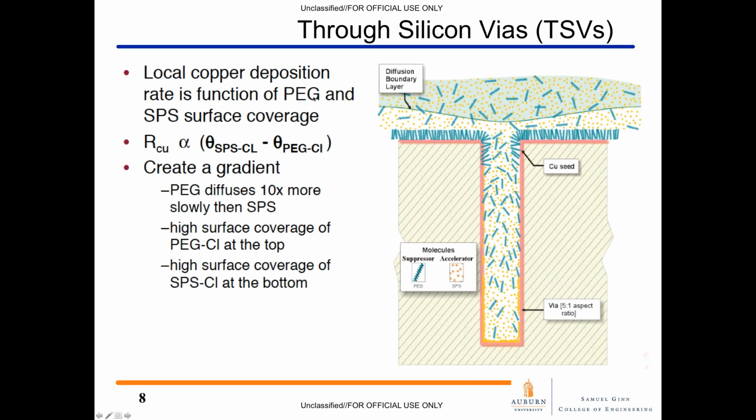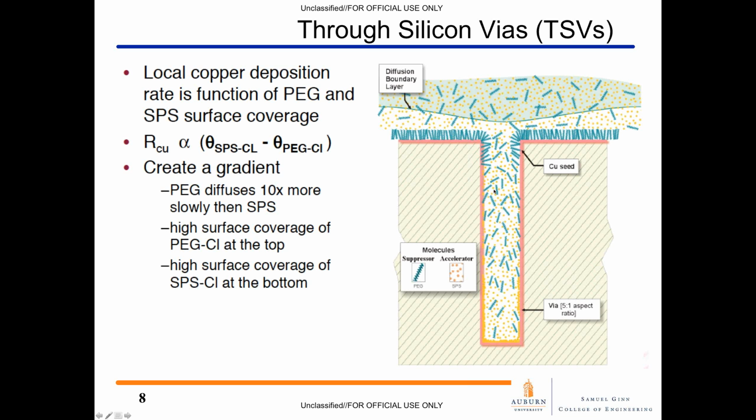The PEG you see here is going to be what's called a suppressor, and that'll be the little squiggly lines you're seeing here. And then the SPS is an accelerator or a brightener, you'll hear it called sometimes, and that'll be the yellow dots. And then we'll talk about a leveler, which is the normal third additive here, in just a minute.